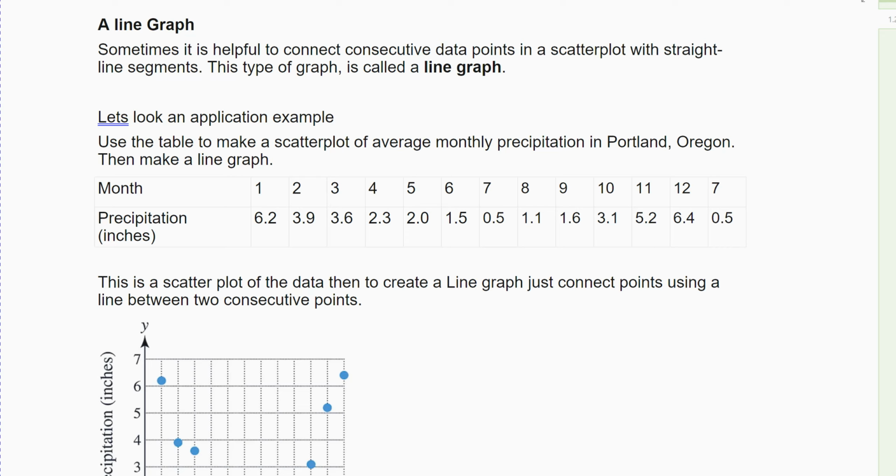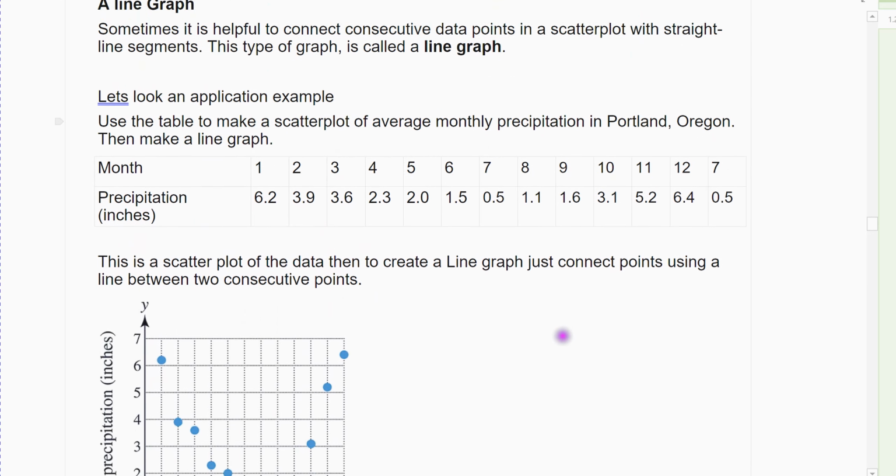All right, so we talked about graphing a scatter plot last time. This is an example where I'm going to go from graphing a scatter plot to graphing a line graph. Sometimes it's helpful to do that, especially if I want to see the relationship between the values. In this particular case, we have data points that are consecutive, meaning they go in order, and we graphed a scatter plot. And so this is the scatter plot for this example, which I'm going to get to in a second.